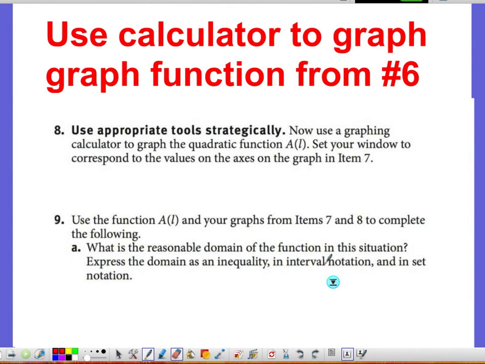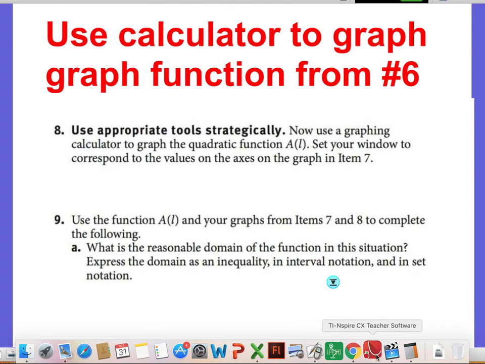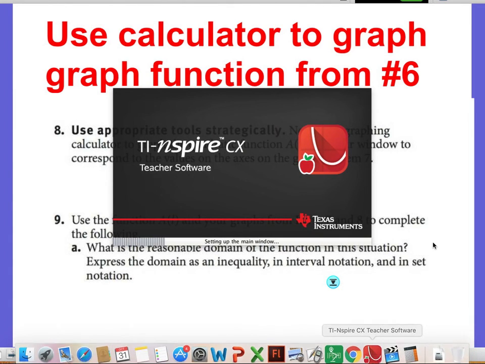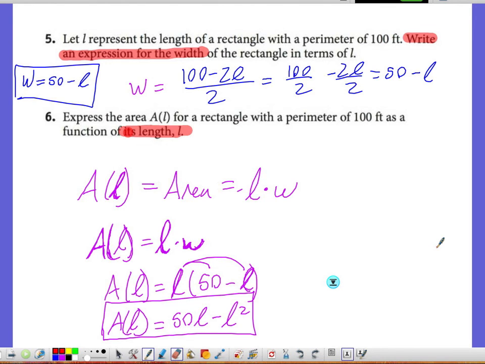Now, use a graphing calculator to graph the quadratic function a of L. Set your window to correspond to the values on your axis on the graph in item 7. Okay, so let's go ahead and take our graphing calculator. And the function we're going to be using is the function that we have in item number 6.